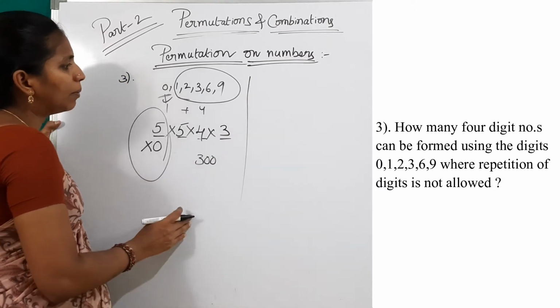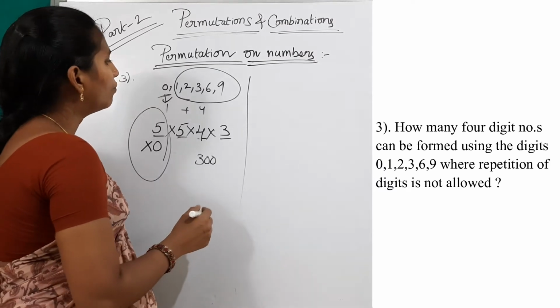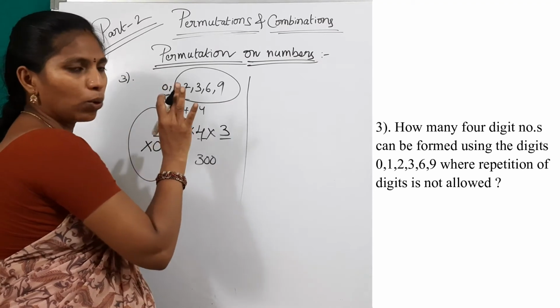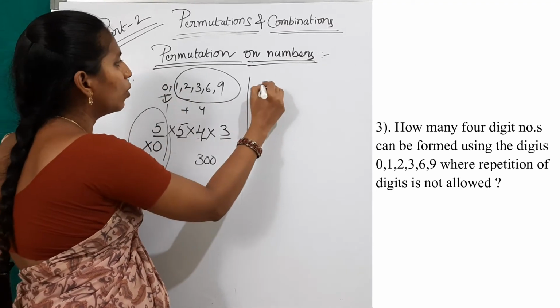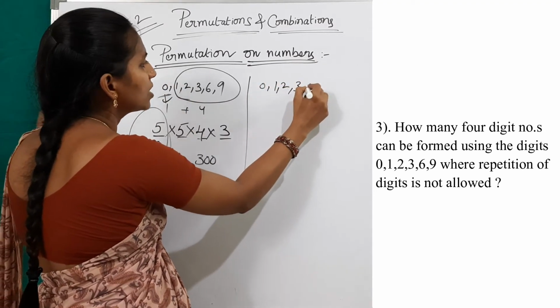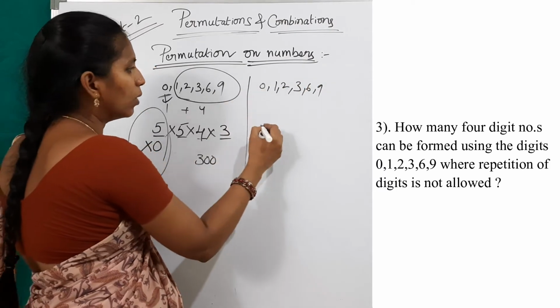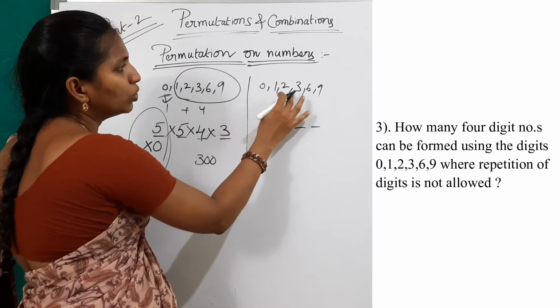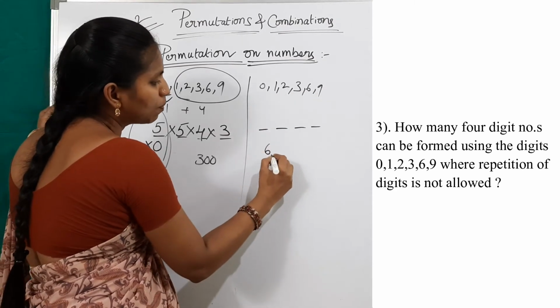Now see, formula base. First of all, find out all possible ways. First, forget about 0. So, how many digits? 0, 1, 2, 3, 6, 9. Forget about 0. Then find out 4-digit numbers. 1, 2, 3, 4, 5, 6. 6P4.